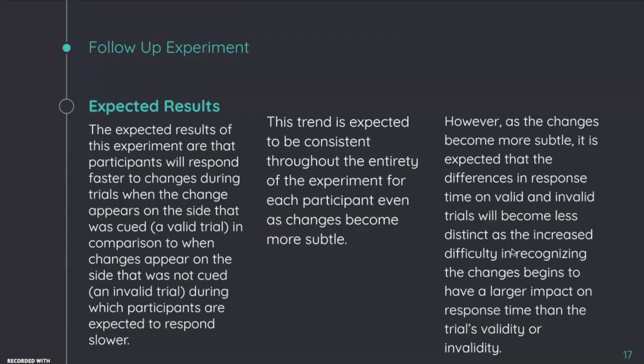However, as the changes became more subtle, what we would expect to happen is that the distinction between response time to valid and invalid trials would become less obvious, just because it would be more difficult to spot the change, which would result in a longer response time regardless of valid or invalid trials. But overall, they would still continue to respond more quickly to a valid trial than an invalid trial.